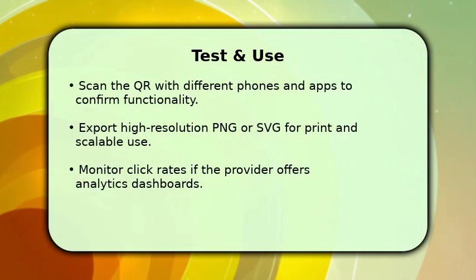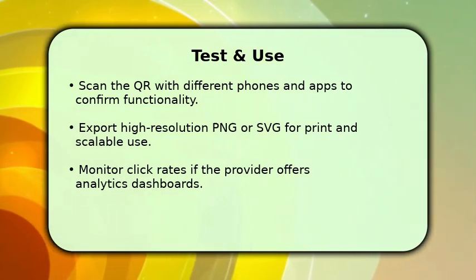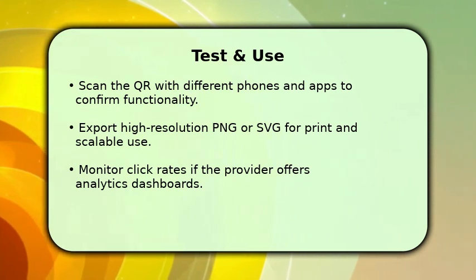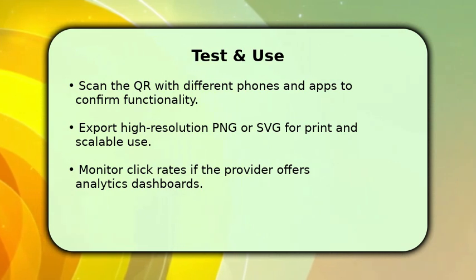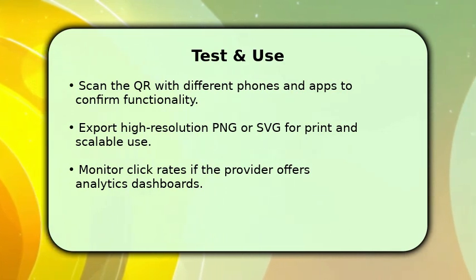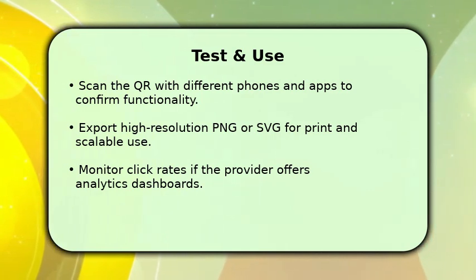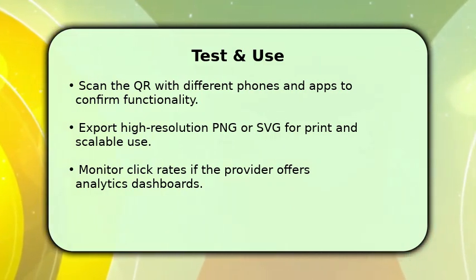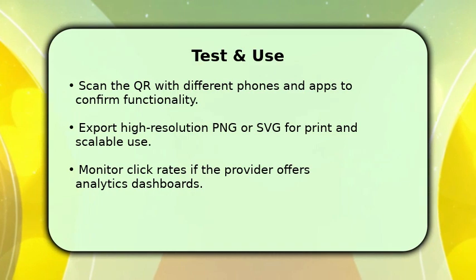Always test your final QR code using several devices and camera apps to verify it opens the correct profiles and looks crisp. Export both PNG for quick use and SVG for scalable print like business cards or posters. If your QR provider offers analytics, enable tracking to see clicks on top platforms. Finally, place the QR in visible spots online and offline, and update links when profiles change to keep it current.